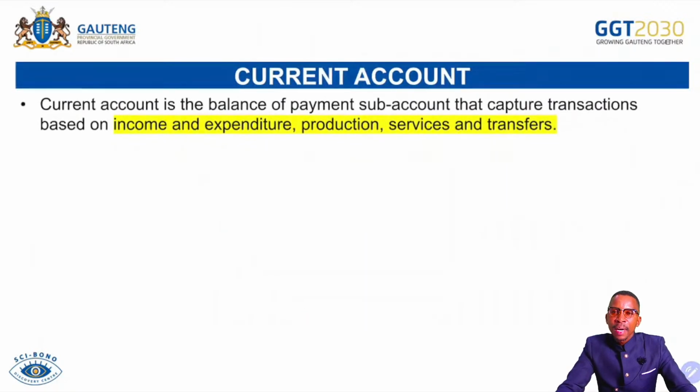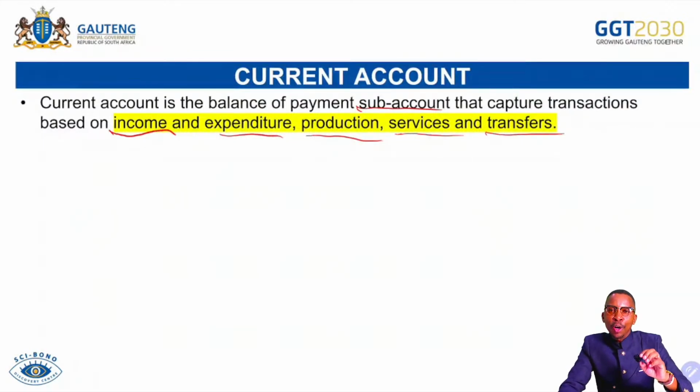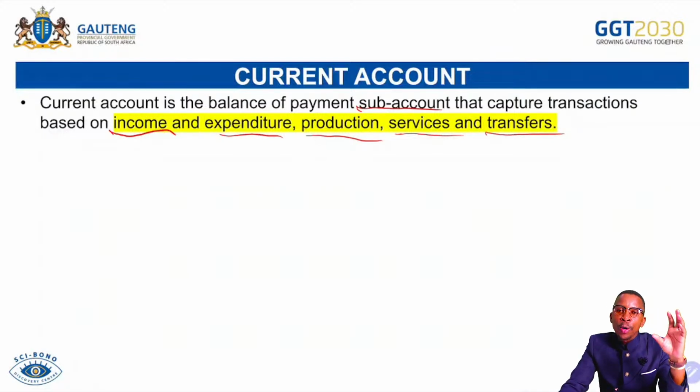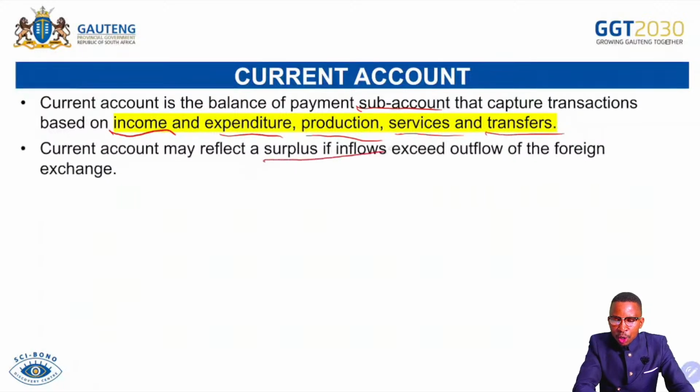The current account: what is meant by the current account? What does it capture? The current account is the balance of payments sub-account that captures transactions based on income and expenditure, production, services, and transfers. So these are the main components captured in our current account. All of these are captured by the current account, but we will subdivide the current account into two. In that case, we'll talk about the physical or tangible components of the current account and the intangible components of the current account.